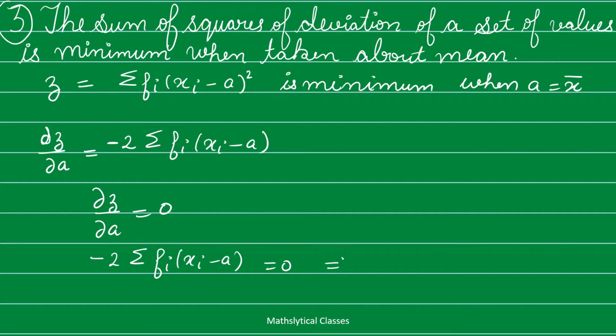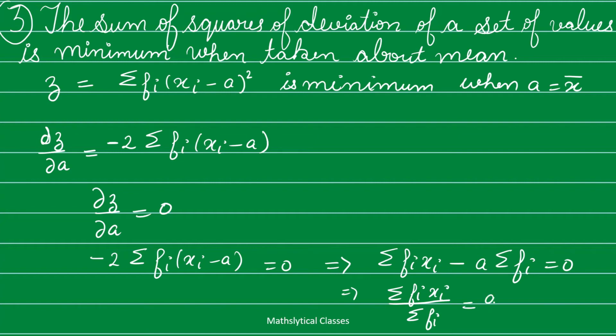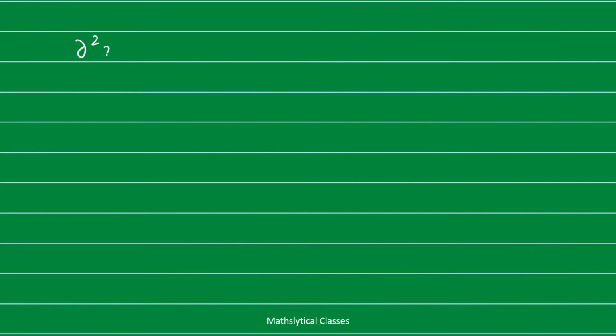From here, we get summation fi xi minus a times summation fi equal to 0, right? So this gives me summation fi xi divided by summation fi equal to a. So from here we get the value of a is equal to x bar. But still we don't know whether it's a maxima or minima, so we have to check the second derivative. Let's find out d2z upon dA square.